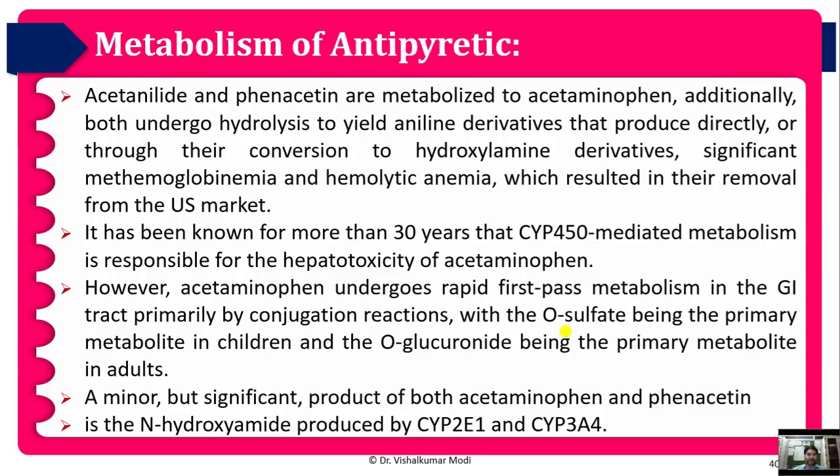Metabolism of antipyretics. Acetanilide and phenacetin are metabolized to acetaminophen. Additionally, both undergo hydrolysis to produce aniline derivatives that produce, directly or through their conversion to hydroxylamine derivatives, significant methemoglobinemia and hemolytic anemia, which resulted in their removal from the US market. It has been known for more than 30 years that cytochrome P450 mediated metabolism is responsible for the hepatotoxicity of paracetamol. However, paracetamol undergoes rapid first-pass metabolism.